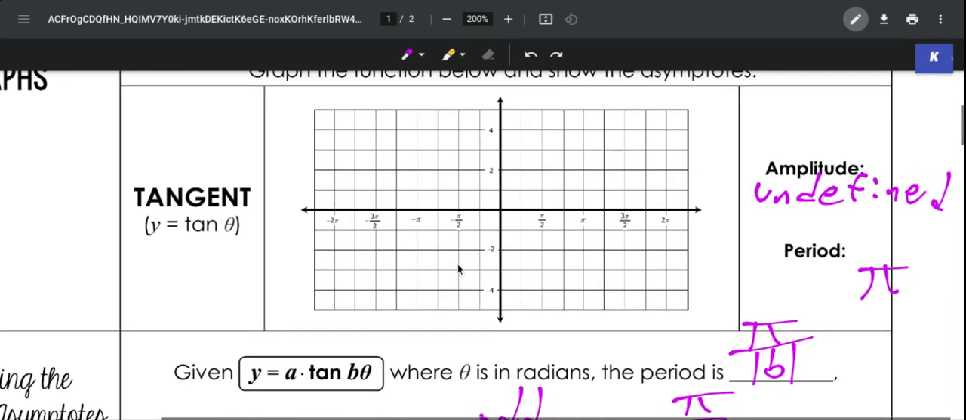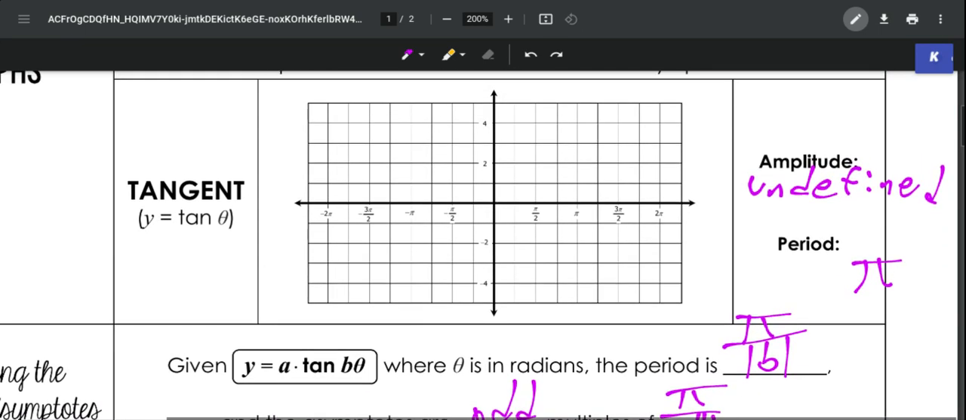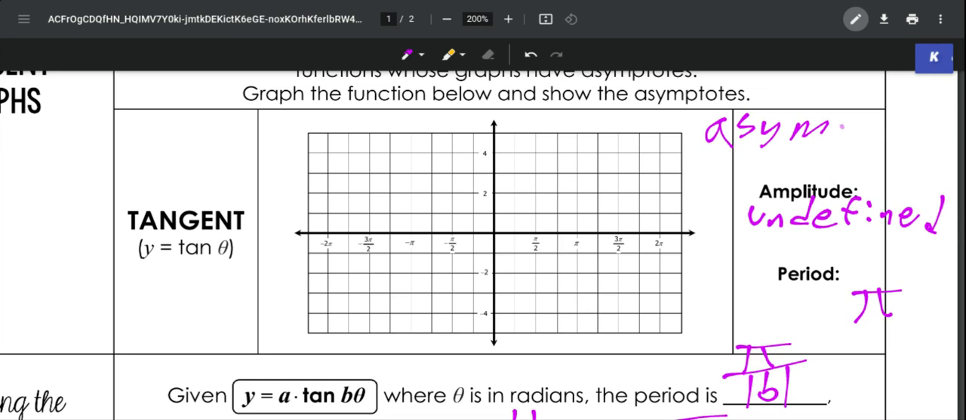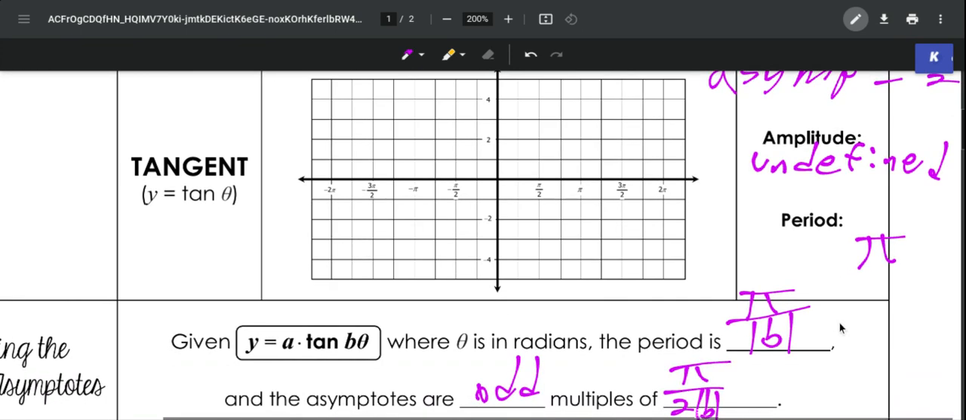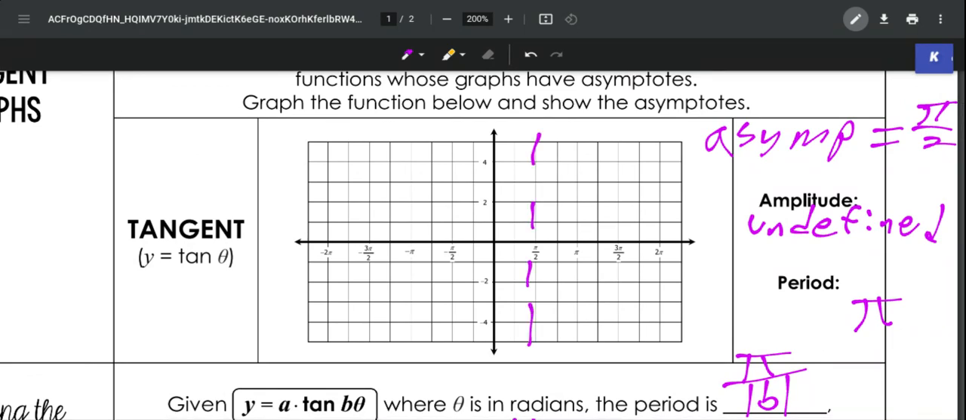So I'm going to graph just this one first to show you. Tangent of theta, we would have our start point at the origin. But first, what I like to do is graph my asymptotes. Usually I make myself another little column and say asymptotes. They would be pi over 2, because if we take b here, it would still be pi over 2. So that means that at pi over 2, I'm going to have a vertical asymptote. At 3 pi over 2, a vertical asymptote. At negative pi over 2, an asymptote. And at negative 3 pi over 2, an asymptote.